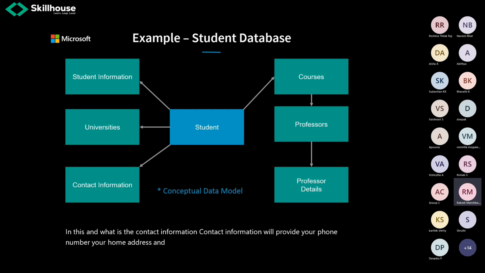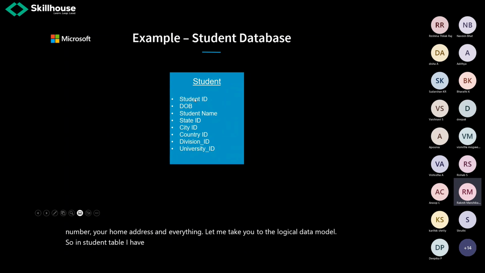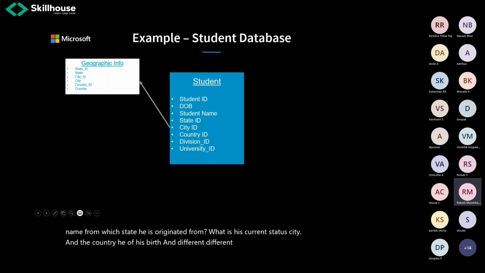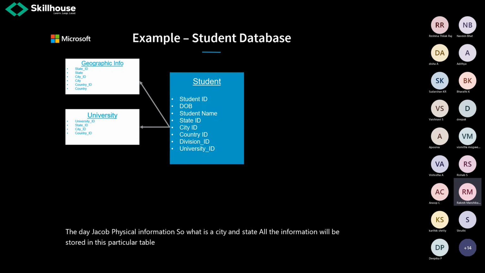Let me take you to the logical data model. In the student table, I have student related information: the date of birth, student name, which state he originated from, his current city, the country of his birth, and different other information. Then the geographical information, what a city and state is, all will be stored in a particular table.